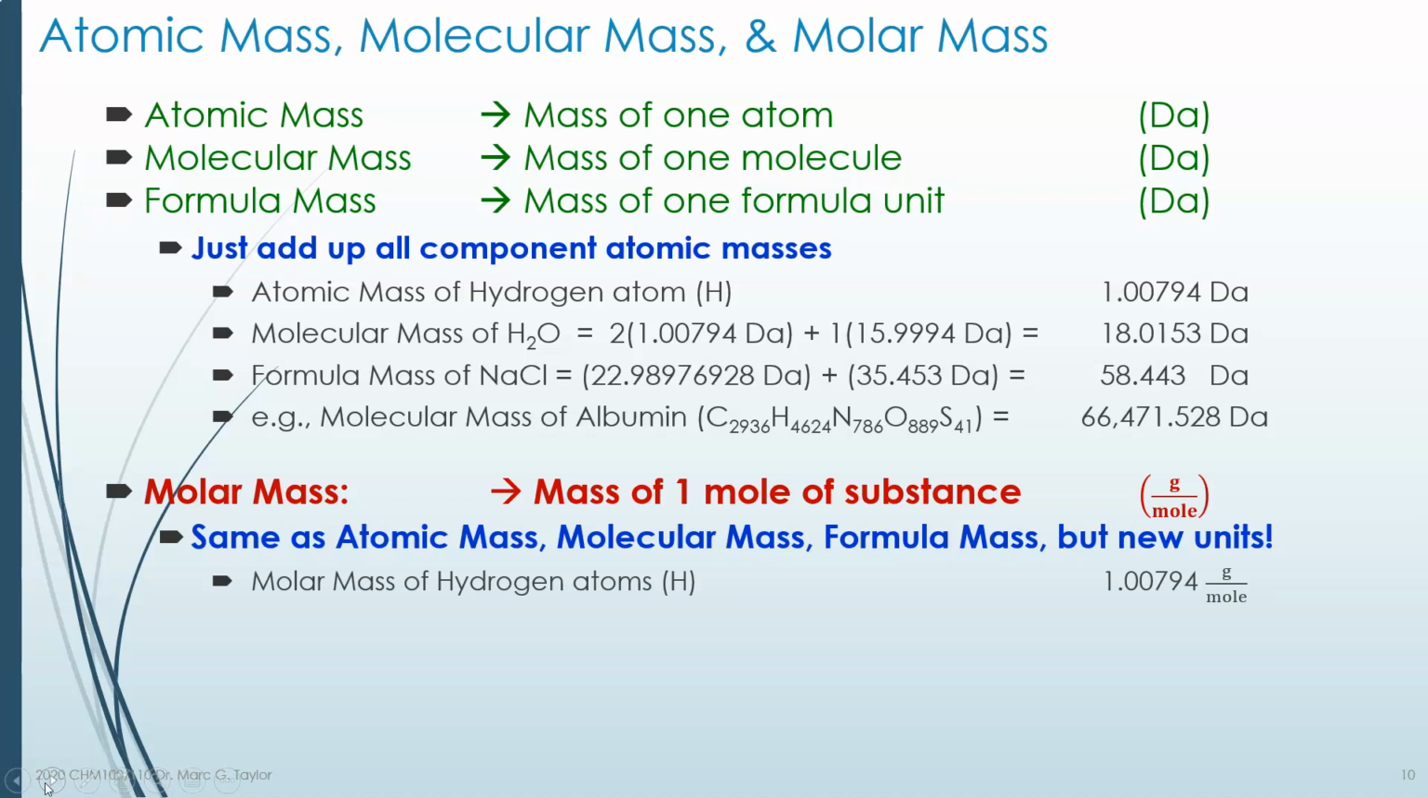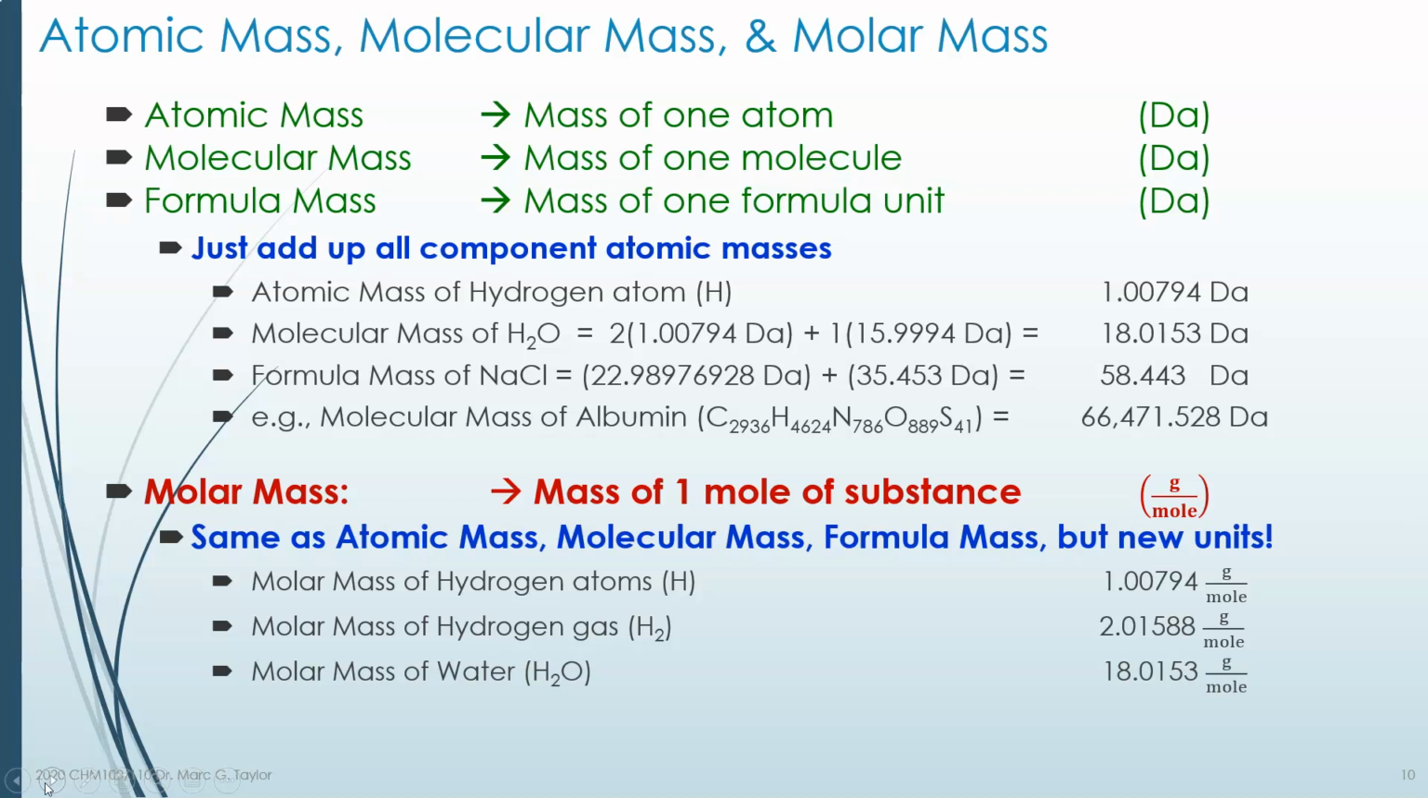So the molar mass of hydrogen atoms is 1.00794 grams per mole. The molar mass of hydrogen gas would be twice that because there are 2 hydrogen atoms, and the molar mass of water would be the mass if you added up 1 oxygen and 2 hydrogens, just like we did before. But you'll notice that the unit has changed. And the same goes when you're even dealing with larger molecules like albumin. We still get the exact same number, a little over 66,000.